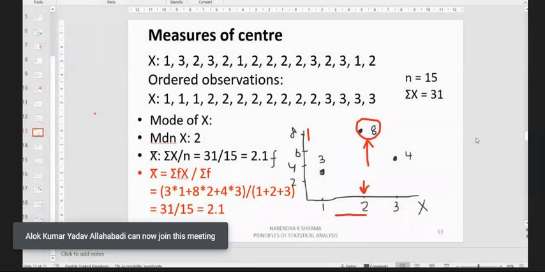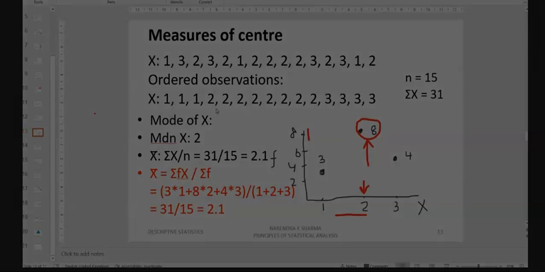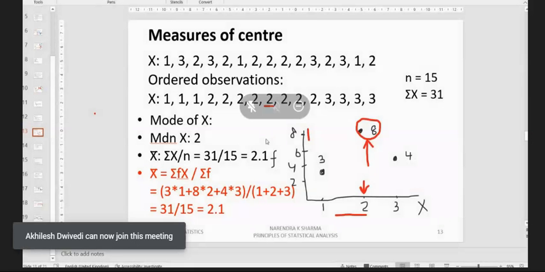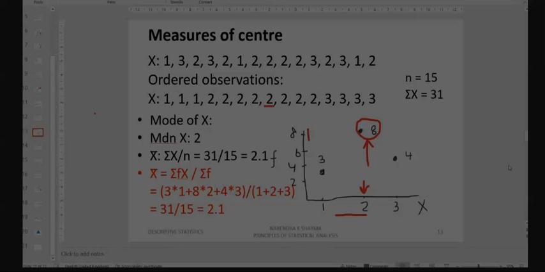Now for the median, we go to the central value. And since these are 15 observations, we'll find that the central value is this 2. So 2 is the median. If there is no central value, for example, an even number of terms, then you take the middle value of those 2 terms which are in the center.